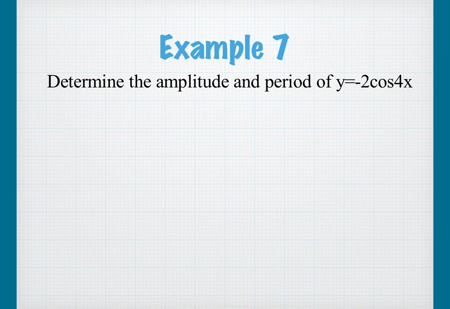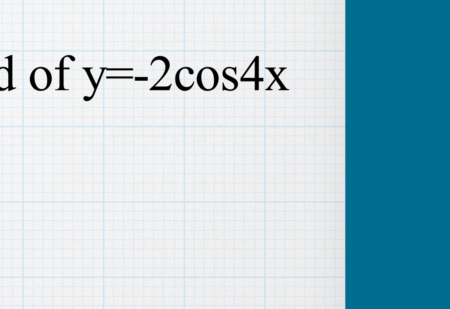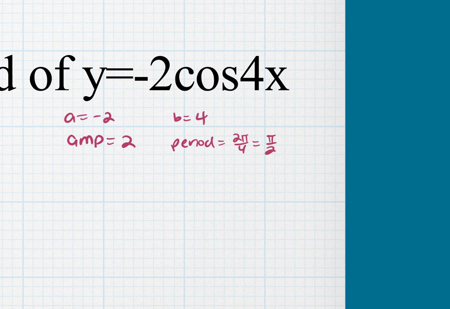So this has a negative on it. We're going to first talk about it as though it was positive. We're going to graph it, and then we're going to say what would happen if it switches. So technically that A is a negative 2. My amplitude is always the absolute value, so it's positive 2. What's the B? 4. So the period would be 2 pi over 4, or pi over 2.